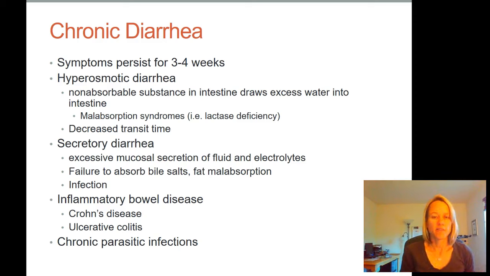Secretory diarrhea is when we have excessive mucosal secretion of fluid and electrolytes, or failure to absorb bile salts, or fat malabsorption. This also occurs in infection. And then we can also get chronic diarrhea in inflammatory bowel diseases, such as Crohn's disease or ulcerative colitis, or we can have chronic parasitic infections.